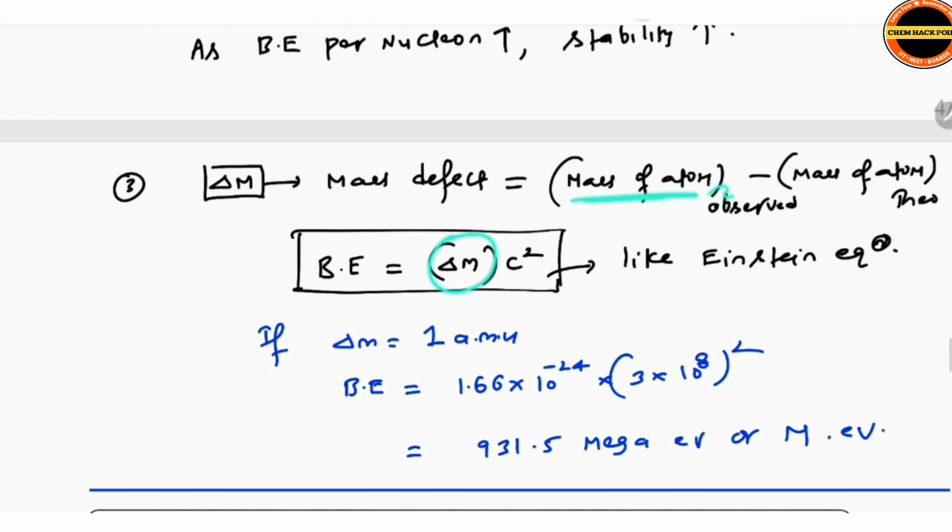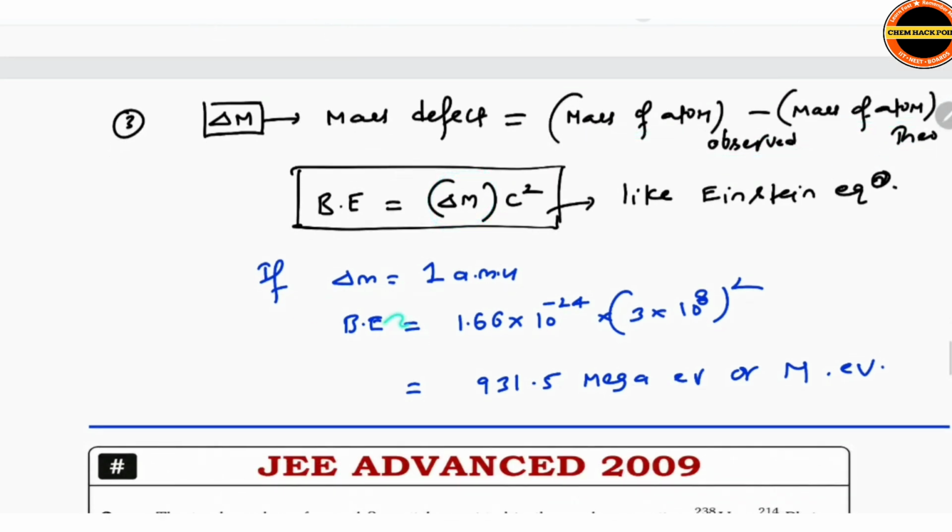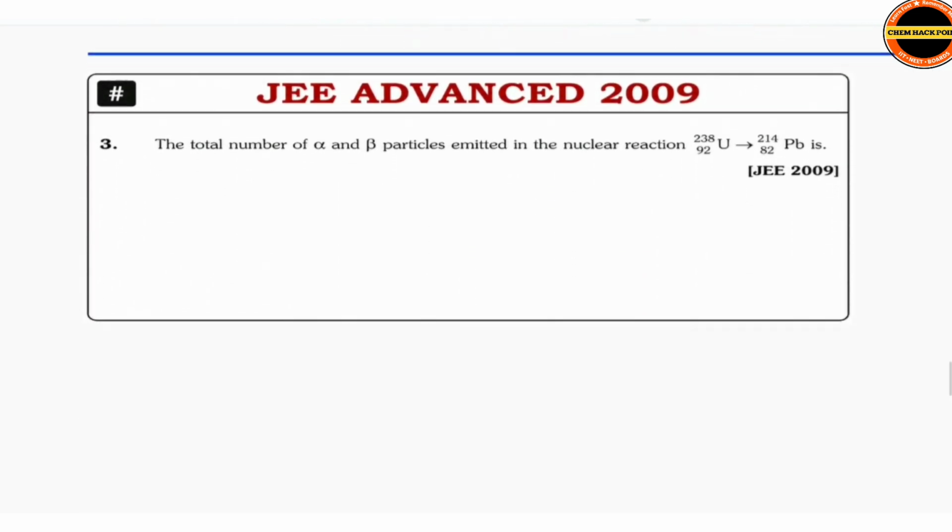Delta M is the mass of the atom observed minus the mass of the atom theoretical. If delta M is 1 AMU, the binding energy is 1 AMU value into the velocity of light, so 931.5 mega electron volt. JEE Advanced 2009 question.